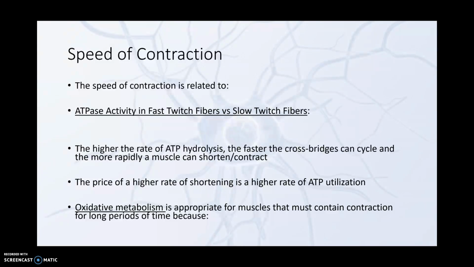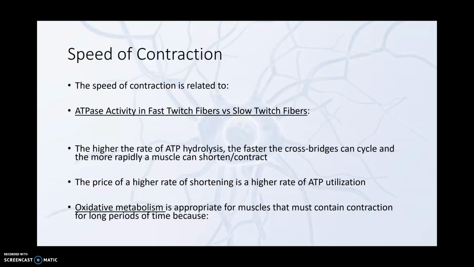So, speed of contraction. The speed of contraction is related to the type of myosin a fiber contains. Fast twitch fibers contain myosin with high ATPase activity rate. Slow twitch fibers have a myosin with low ATPase activity. The higher the rate of ATP hydrolysis, the faster the cross bridges can cycle and the more rapidly a muscle can shorten and contract. That makes sense. So the faster we can hydrolyze or use up that ATP and free energy, the faster those cross bridges can cycle through, and the more rapidly a muscle can shorten and contract.